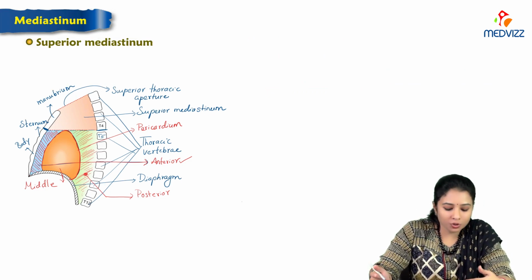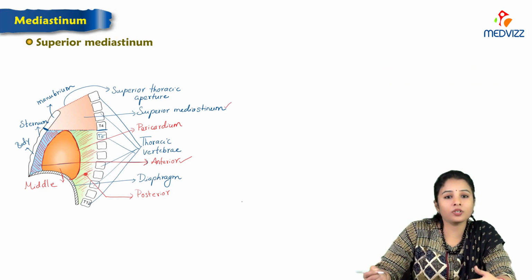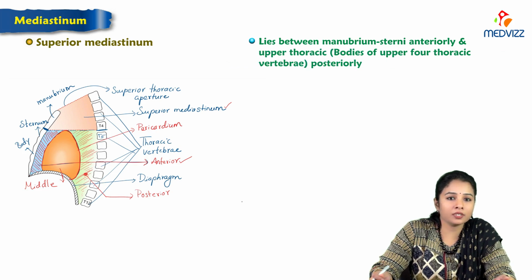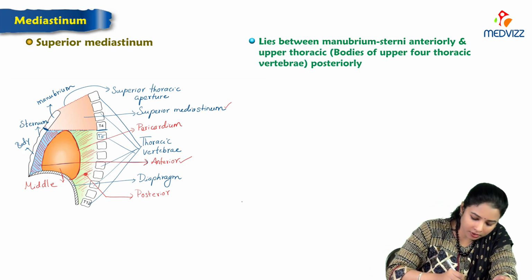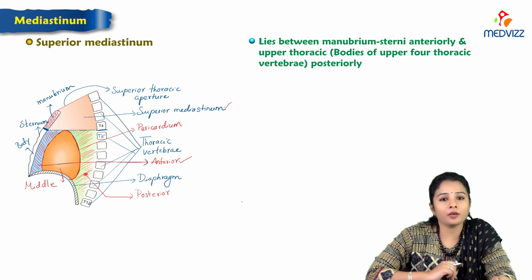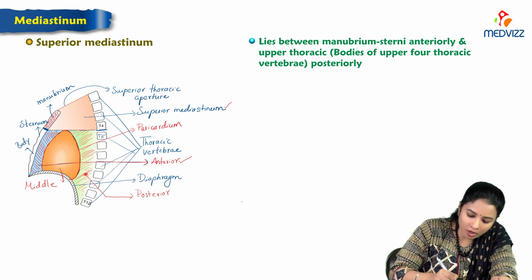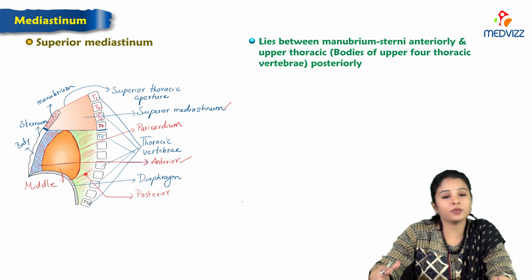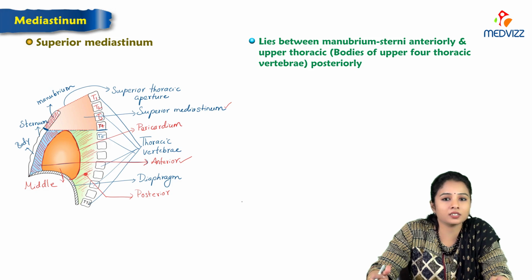Let's talk about this superior mediastinum a little more in detail. Superior mediastinum, we know it lies between the manubrium sterni. So this is manubrium sterni, which is present anteriorly, and posteriorly it is related to upper 4 thoracic vertebra, that is T1, T2, T3 and T4. So upper 4 thoracic vertebra it is related.